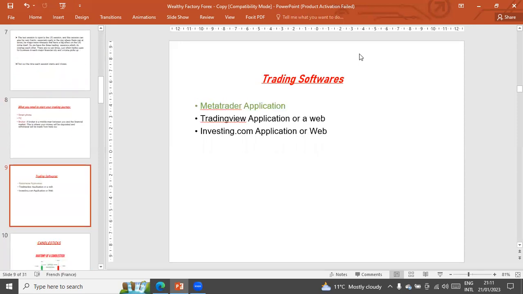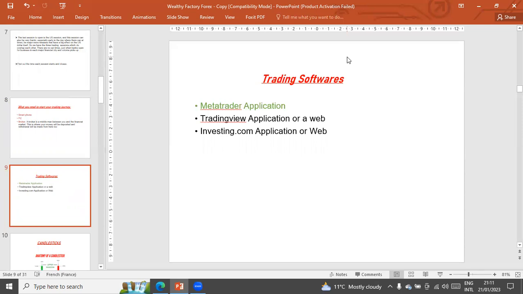Software. As we have said already, you'll be using your phone to install the software you're going to be using for trading. The first trading software that you're going to be using is the MetaTrader application. This is an application where you're going to be executing your trades for buying and selling, putting a stop loss here, take profit and whatnot.